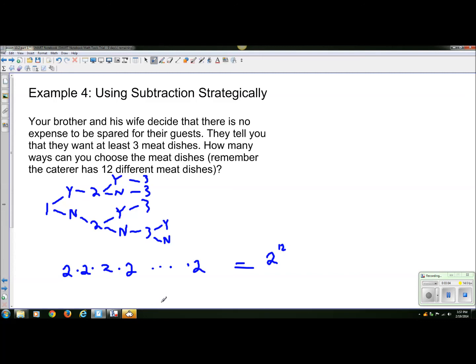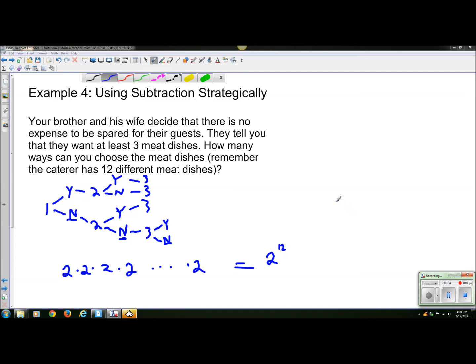However, those 2 to the 12th power ways include not choosing anything, right? I could just say no to all the dishes, and we don't want those situations. We need to have at least 3 meat dishes. But what we can do is say 2 to the 12th is the way that we can do any number of meat dishes. I need to get rid of the 3 possibilities where there's no meat dishes, where there's 1 meat dish, or where there's 2 meat dishes. Those are all a problem.